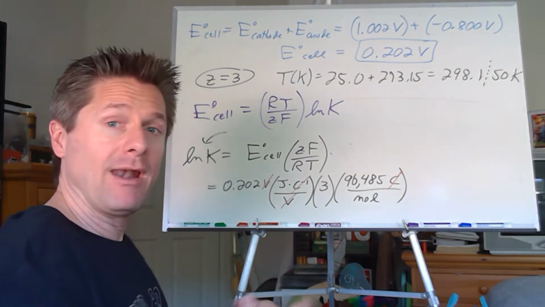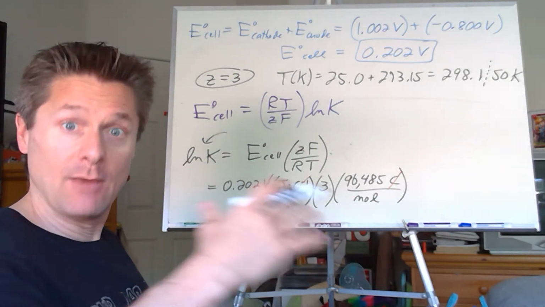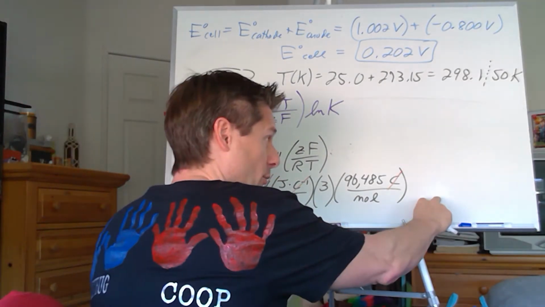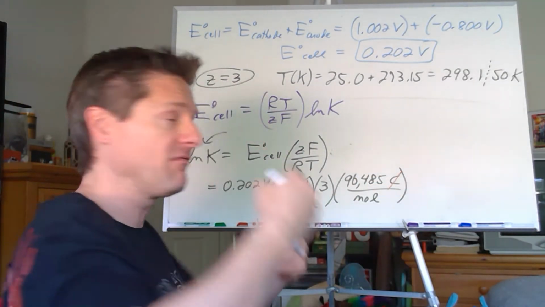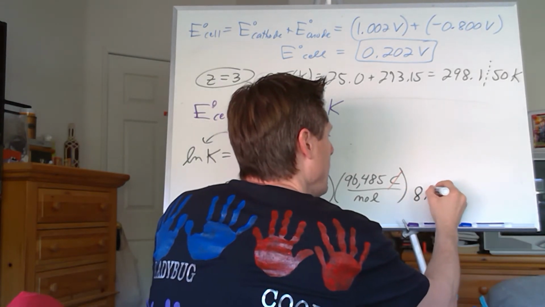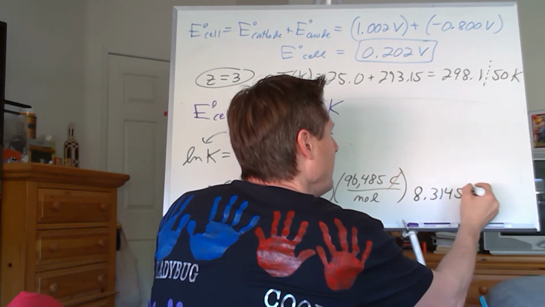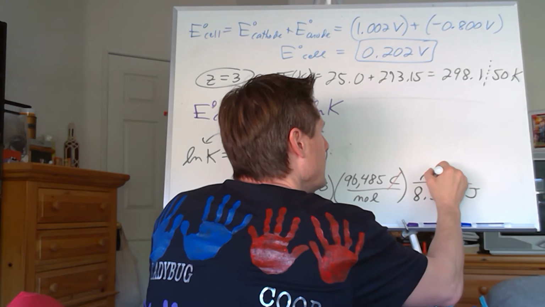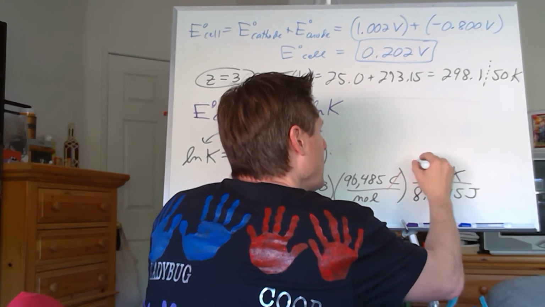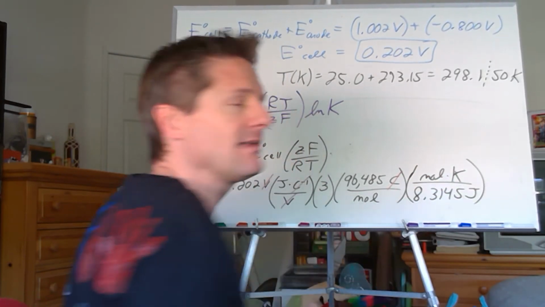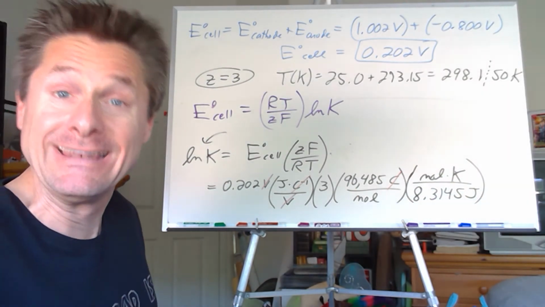Let's divide by R. And in a unit line equation, when you divide by something, you just put the numerator on the bottom and the denominator on top. You flip it. So let's go 8.3145 joules per mole Kelvin. So when you're dividing by something, you just multiply by the inverse.